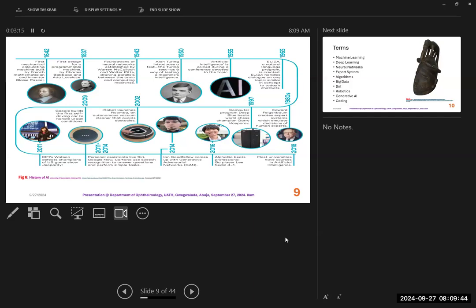In 1642, the first mechanical calculating machine was built by a French mathematician and inventor, Pascal. Then in 1837, the first design for a programmable machine by Lovelace and Babbage was unveiled. Then there was the foundation of neural networks in 1943. When we go further, we'll see how important this neural network is to artificial intelligence.